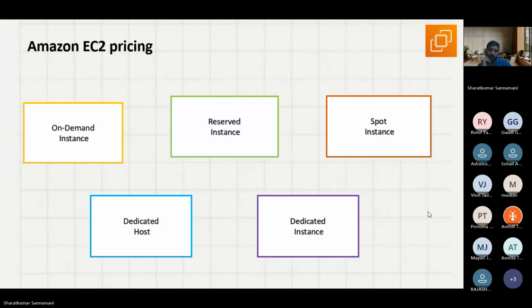Now coming to the pricing model. The way AWS is offering different instance types, they want to attract customers, so they have different offers and have categorized these pricing models. One is the on-demand instance pricing model, and the others are reserved instance, spot instance, dedicated host and dedicated instance.